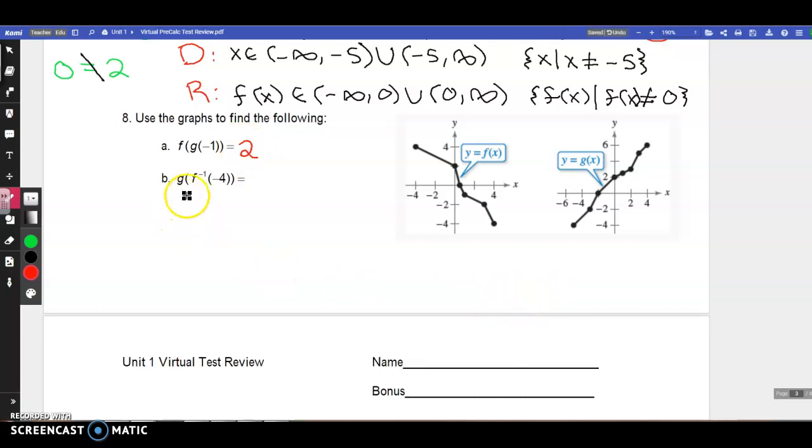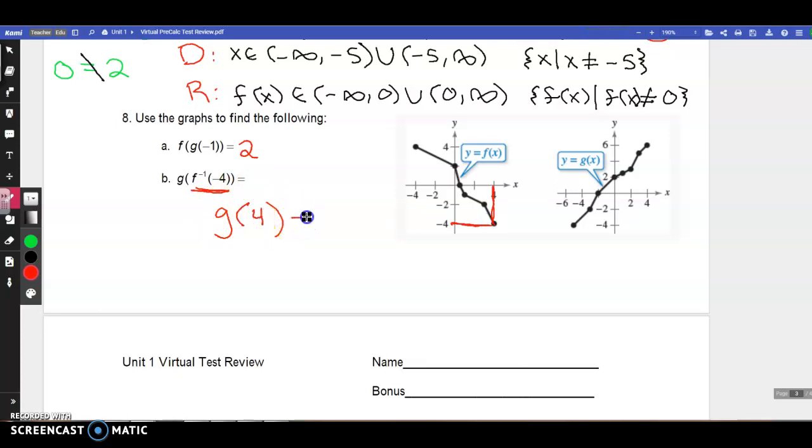All right. And then the last one on this page, so g of f inverse of negative 4. Okay. So what does this part mean? F inverse of negative 4. So this means negative 4 is an output on my f graph. And then they want to know what's the corresponding input. So negative 4 as an output is right here. What is the corresponding input? That would be right here, positive 4. So f inverse of negative 4 is 4.